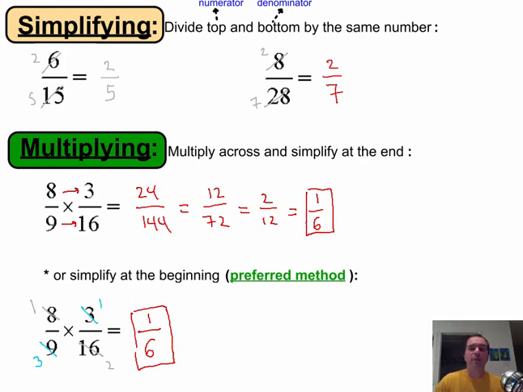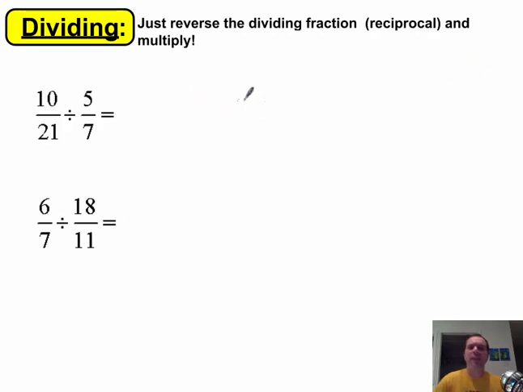Okay, so let's go on to division. Dividing is just like multiplying, except that the fraction that's dividing, we need to get the reciprocal. So we just turn it upside down. 1 times 7 over 5. See, this is the one that went to the reciprocal because that's the one that's dividing.